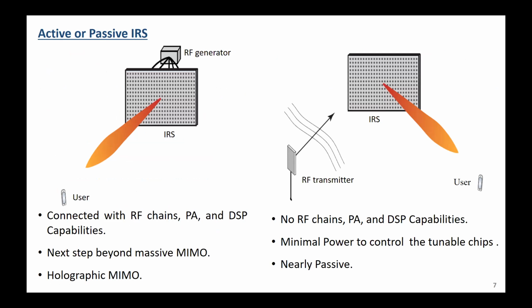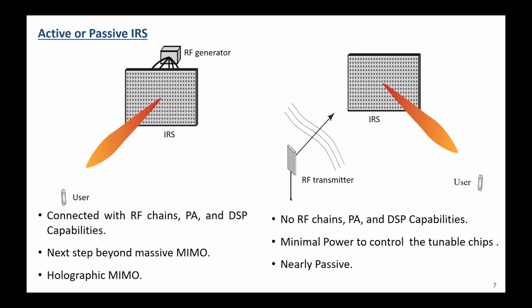The first one is active mode, where the surface is connected to RF chain or chains, power amplifier, and has DSP function. And this represents the next step beyond massive MIMO, like holographic MIMO or holographic beamforming. There is no big difference between this and massive MIMO, except that the number of elements gets extremely large, 1,000 and more.